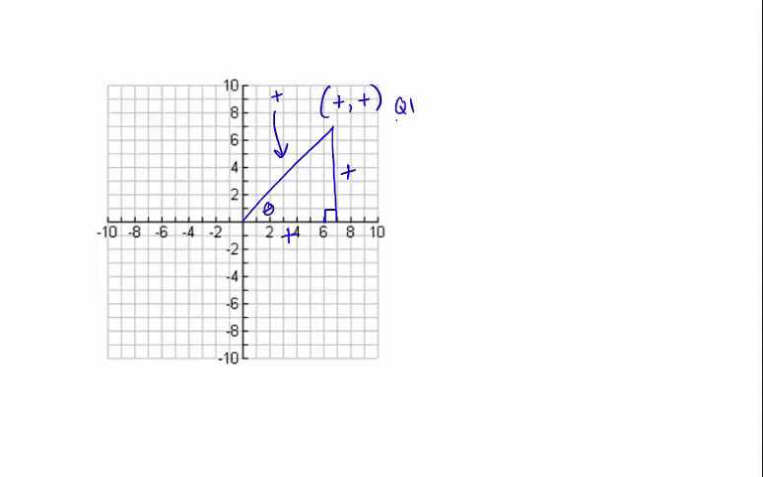So if we're in quadrant 1, our opposite over our hypotenuse, that's our sine, is positive. Our adjacent over our hypotenuse, that's cosine, is also positive, and our opposite over our adjacent is positive. So all things in quadrant 1 are positive. If sine, cosine, and tangent are all positive, that means that secant, cosecant, and cotangent are also positive. Let's go ahead and take a look at quadrant 2.